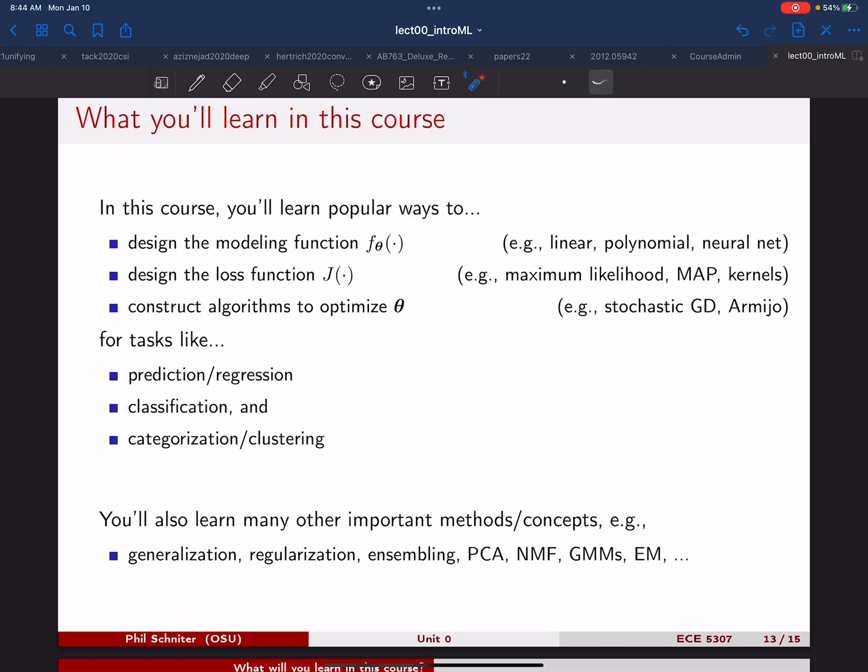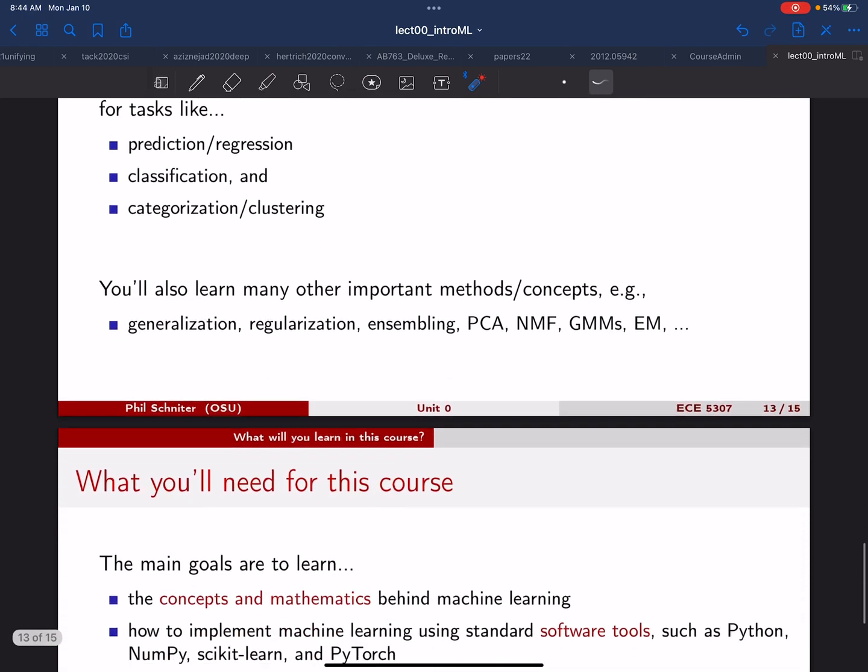As a way of combining different models, we'll learn about ensembling. And then we'll learn about other really useful techniques for dimensionality reduction, like principal components analysis, non-negative matrix factorization, Gaussian mixture models, expectation maximization, a whole bunch of stuff.